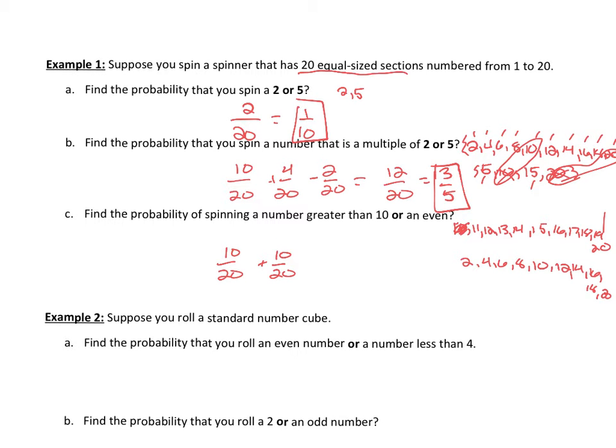The problem here is there's some overlap. Once we get above 10, now we're looking at 12, 14, 16, 18, 20. So we are looking at 5 of them that we would have counted twice that we need to get rid of. So 10 plus 10 is 20, and 20 minus 5 is a 15 out of 20 chance. So we could look at this as basically saying 3 out of 4 times we should be able to spin either a number greater than 10 or an even number.